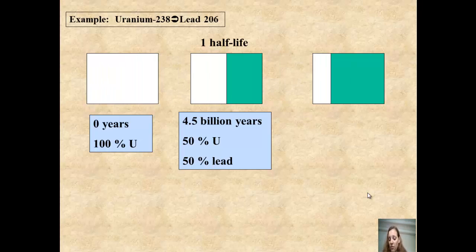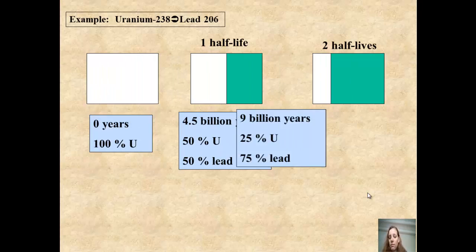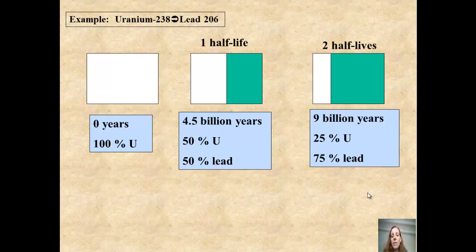Well, 25%. 25% uranium, 75% lead. And that's going to be after 9 billion years because one half-life for uranium is 4.5 billion years. So a half-life is half of the original amount.